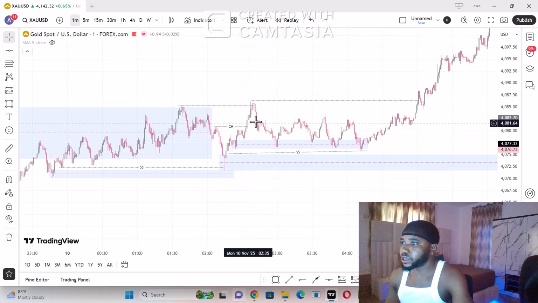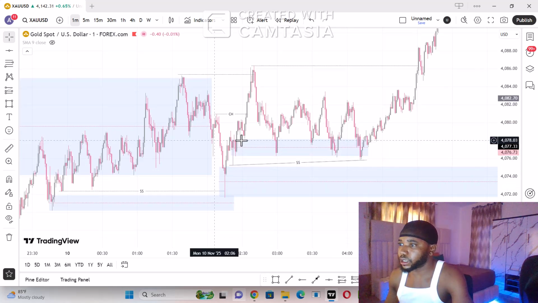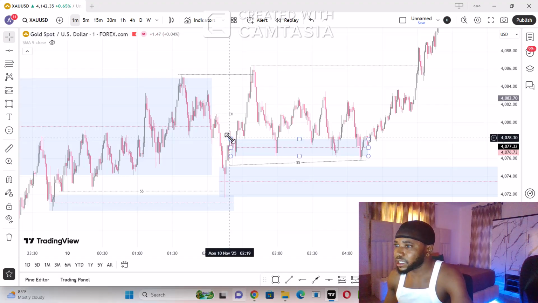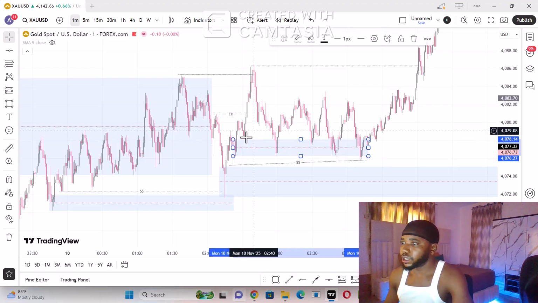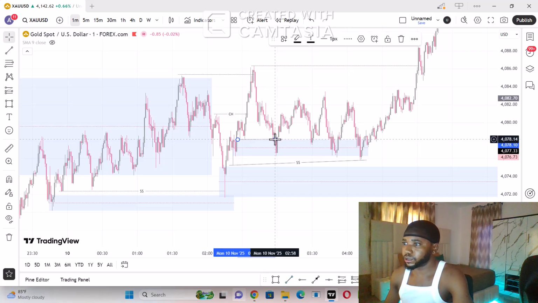After this market shift, I was expecting the market to come back to this. There's another block right here. The market refused to mitigate. There's a little fair value gap right there, and I take this area as my liquidity.